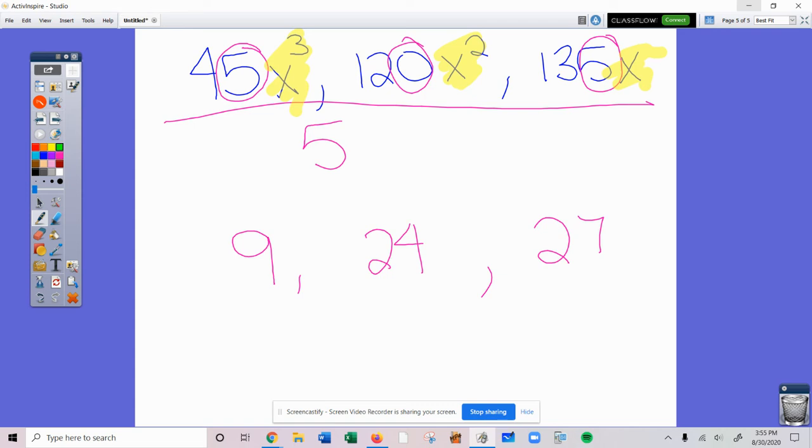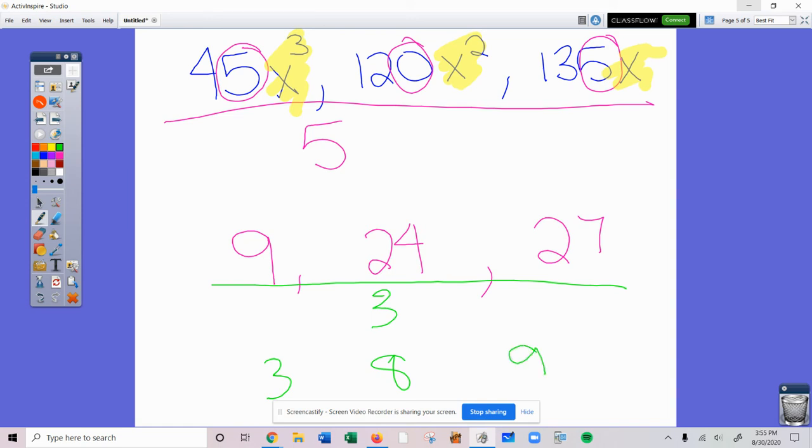Okay, so now I'm going to ask myself again, what can I think of that will go into 9, 24, and 27? And again, if you struggle with this, you might just have to pick up your calculator and try, right? What are some numbers that we know go into 9? So if I just look at 9, okay, I know that 9 is divisible by 3. So now let's check in our calculator if the other numbers are divisible by 3, and they are. So 9 divided by 3 is 3, 24 divided by 3 is 8, and 27 divided by 3 is 9.